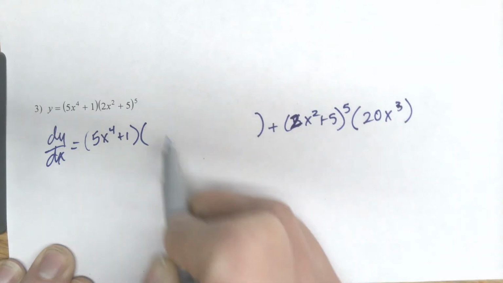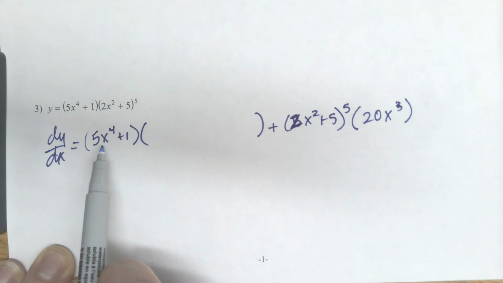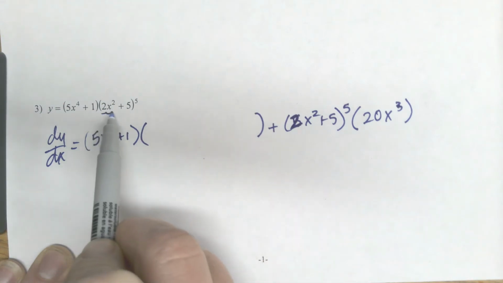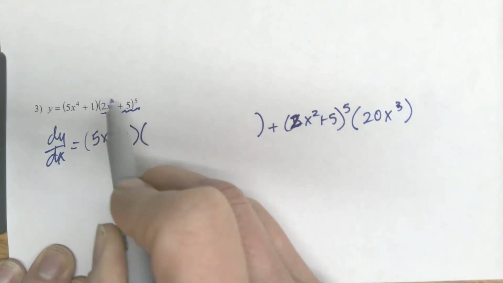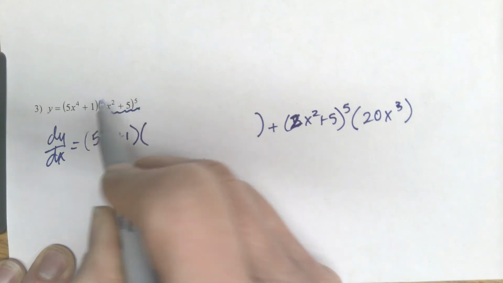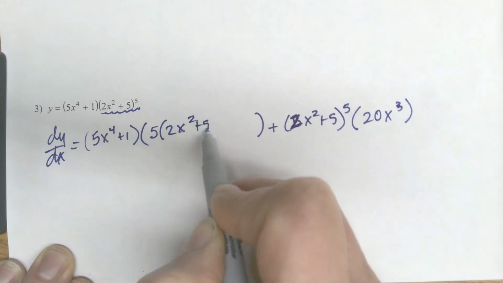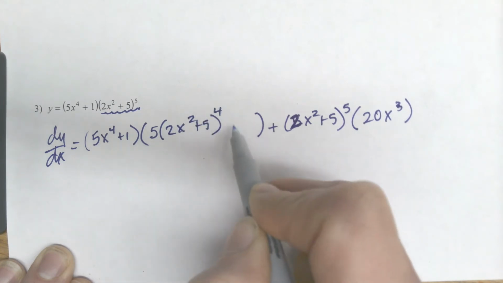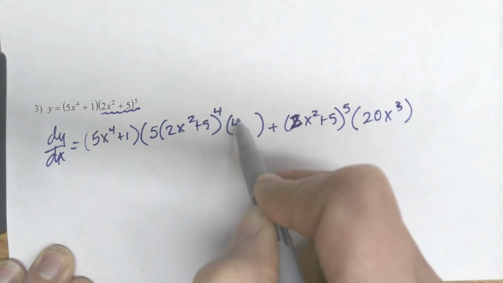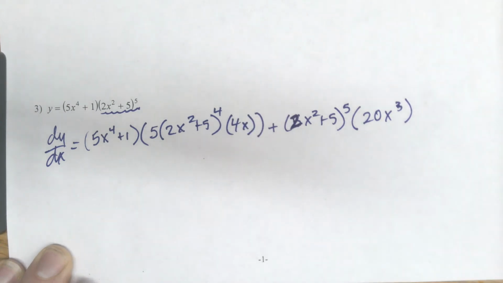Okay, so now I'm going to come back to that hard part. It's the first as is, derivative of the second. So here's the second. I'm going to do the 5 times the inner as is, lower the power 1, times the derivative of the inside. And again, I am done with that problem. We're just going to do a couple more.